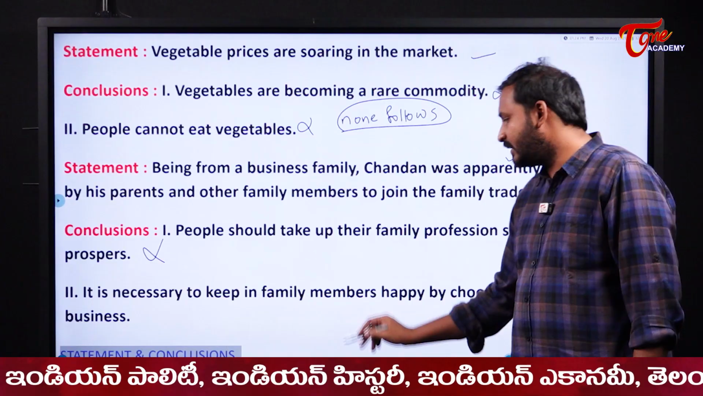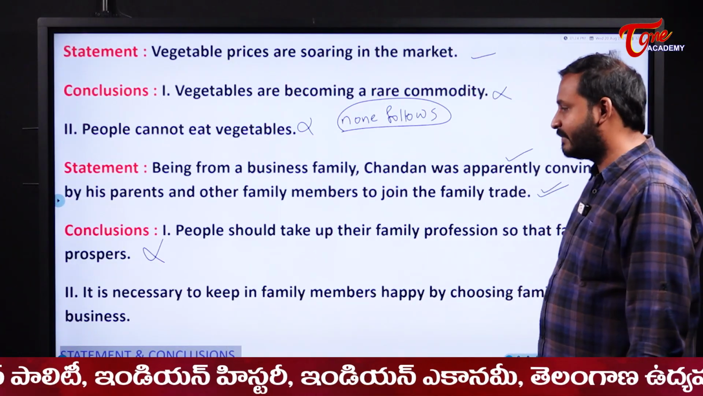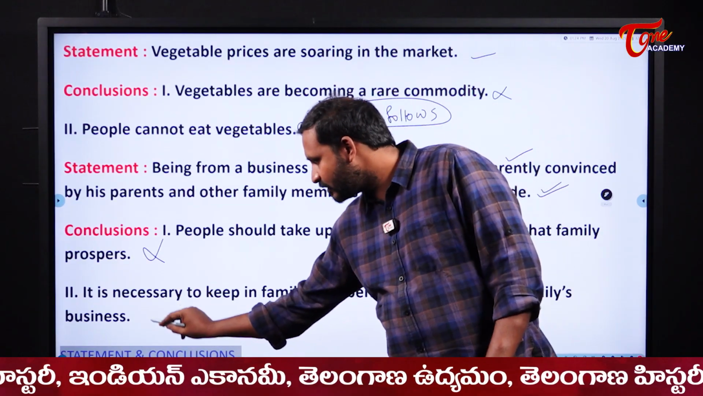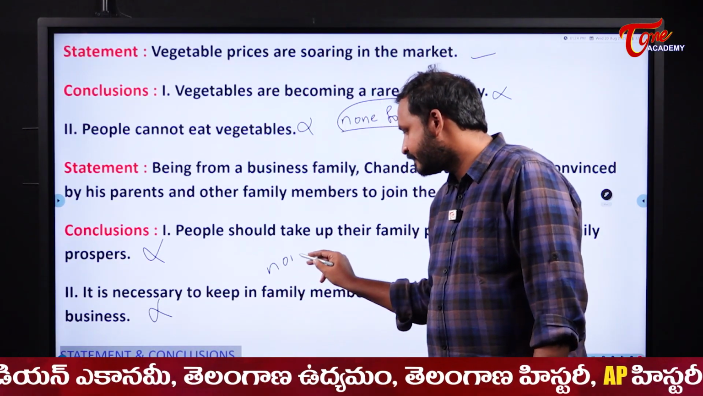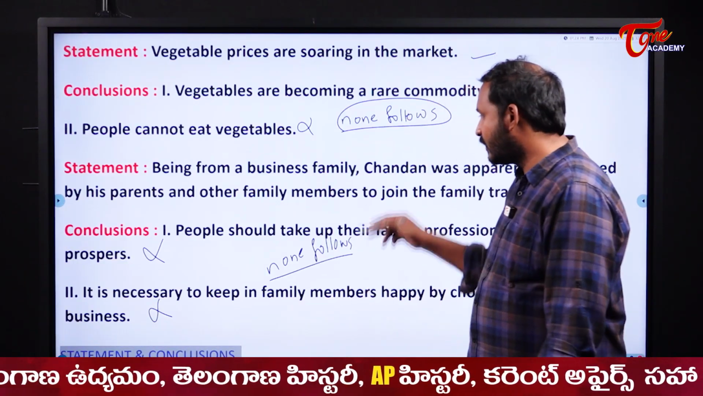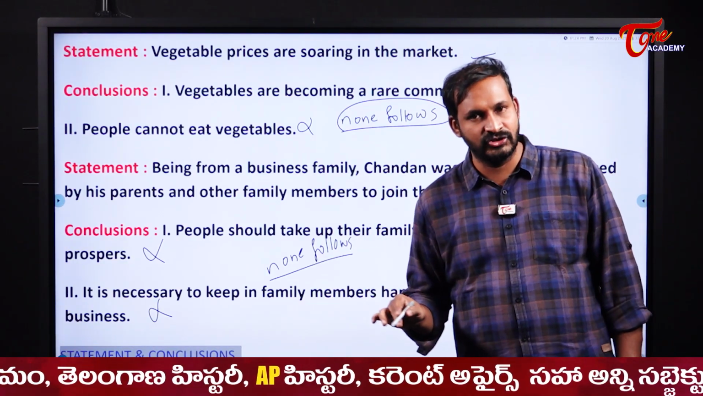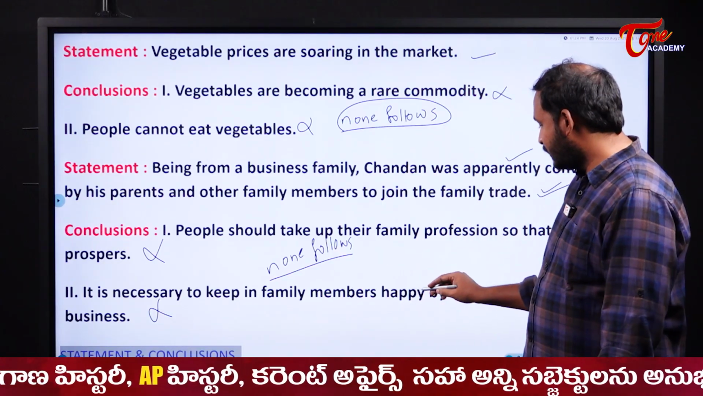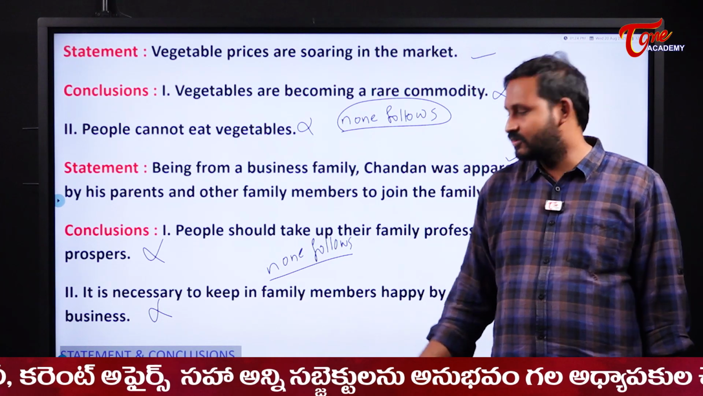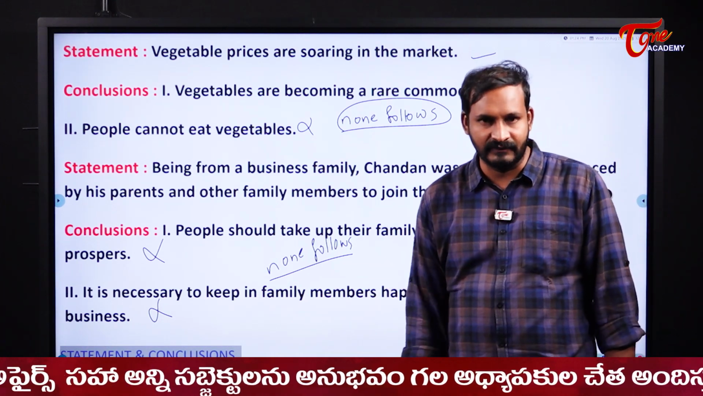It is necessary to keep family members happy by choosing the family trade. See, about the family members' happiness, do they speak here? No. So here none follows. Until and unless words like this are used in the statement, you cannot assume anything. Nowhere in the statement do they mention the happiness of the family. So that is not following for us.